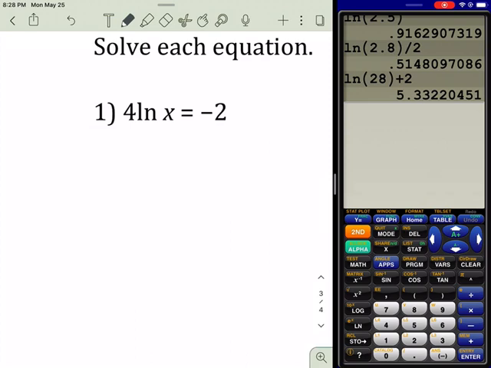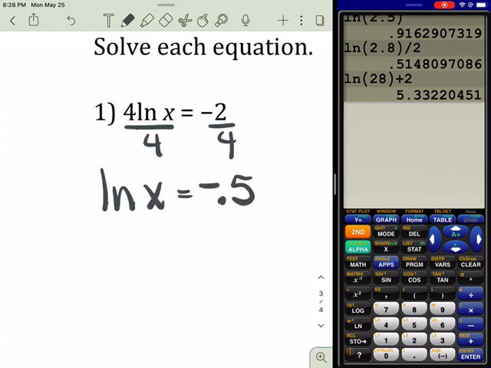Instead of making it an exponent, we're going to want to get rid of it. So we're going to divide everybody by 4, and we're going to get ln of x is equal to -0.5. Now remember that's base e. So it means e to the -0.5 is equal to x.